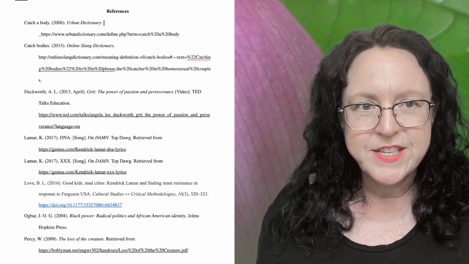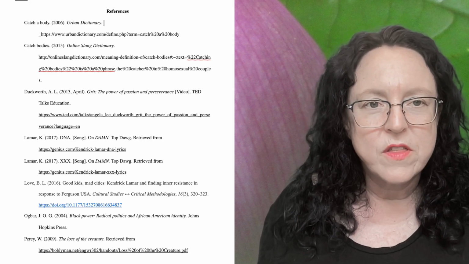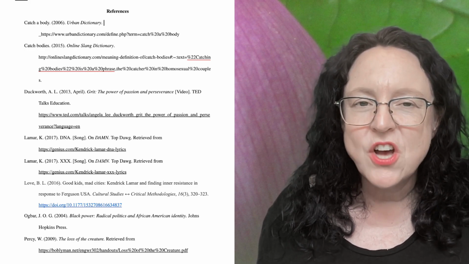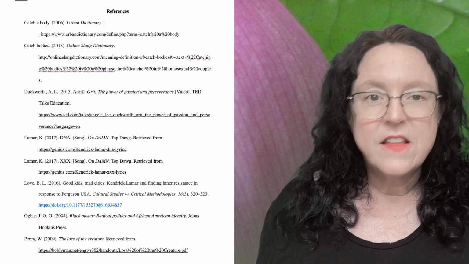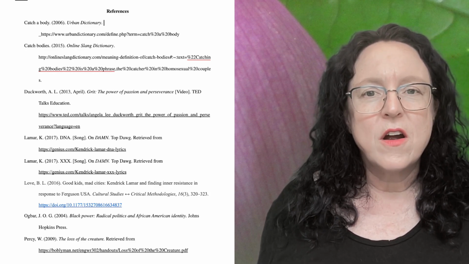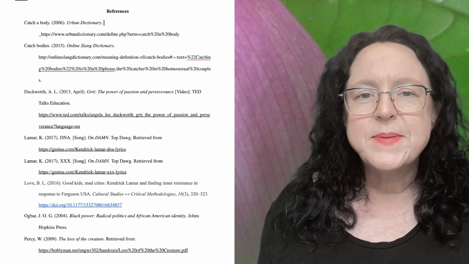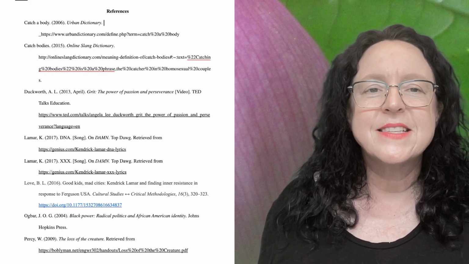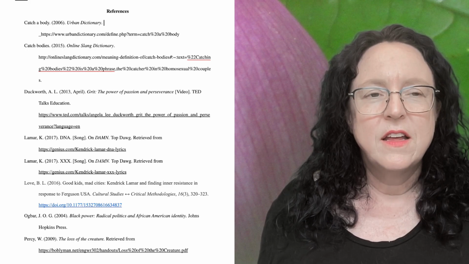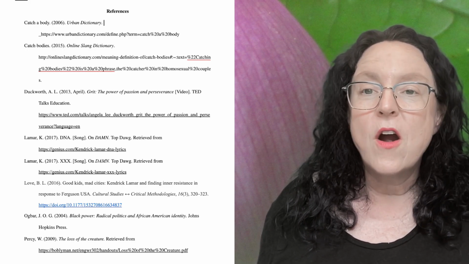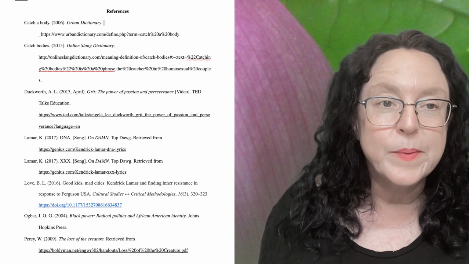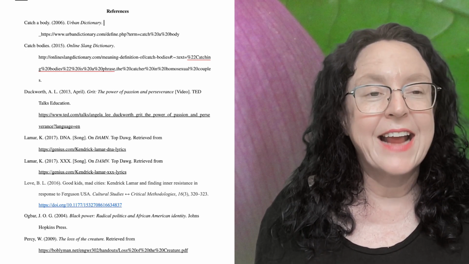This next entry says that a person named Duckworth in 2013 did a TED Talk about education, and the video is being cited. Then there are two songs from Kendrick Lamar. The lyrics have been taken from a website, so the music is not being cited so much as the words. Love in 2016 wrote an article about Kendrick Lamar as part of the Black Lives Matter movement, and it's an article published in an academic journal.